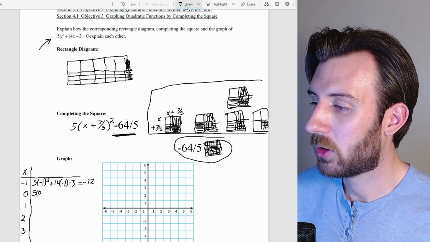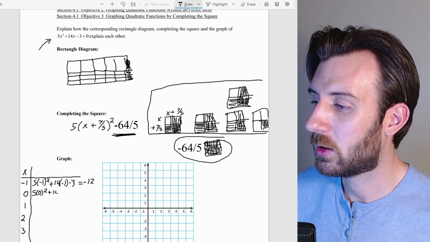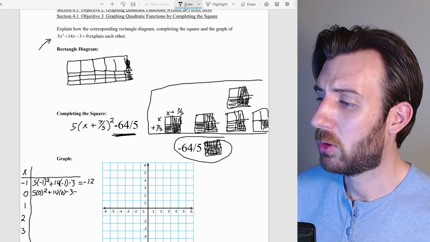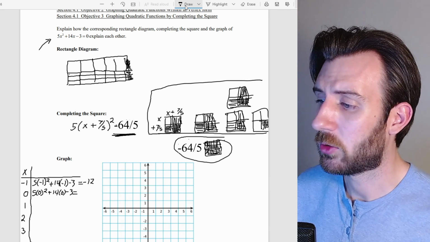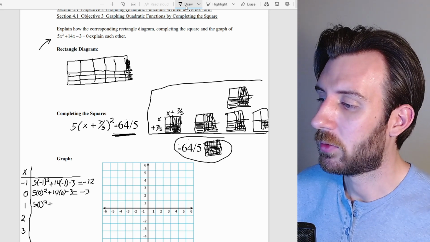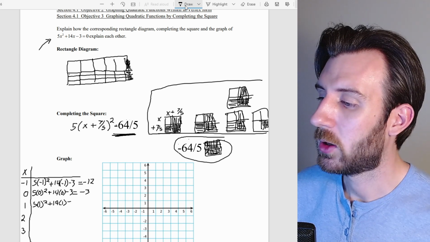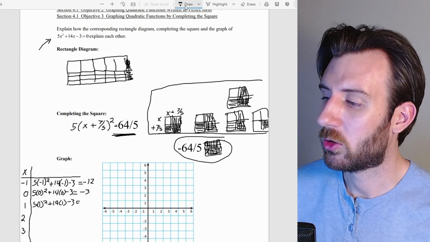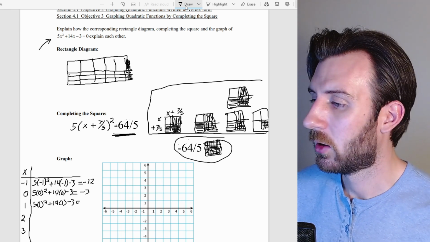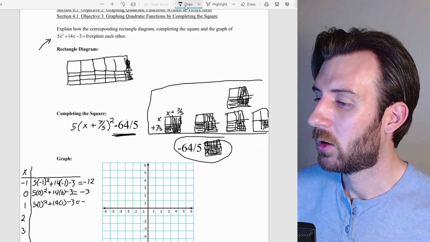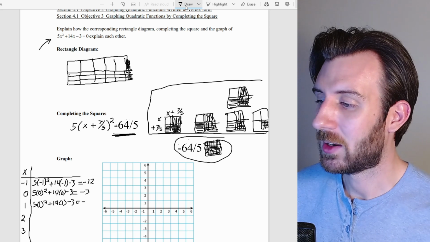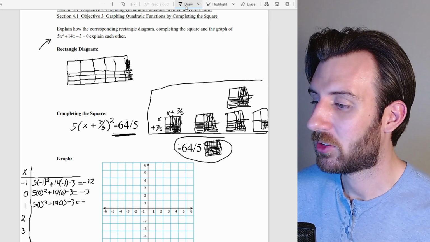That'd be 5 times 0 squared plus 14 times 0 minus 3. And so that would be 5 times 0 is 0, plus 14 times 0 is 0, minus 3 would be equal to negative 3. For 1, that would be 5 times 1 squared plus 14 times 1 minus 3. And again, 5 times 1 squared would be 5, plus 14 would be 19, minus 3 would be 16. Okay, good.